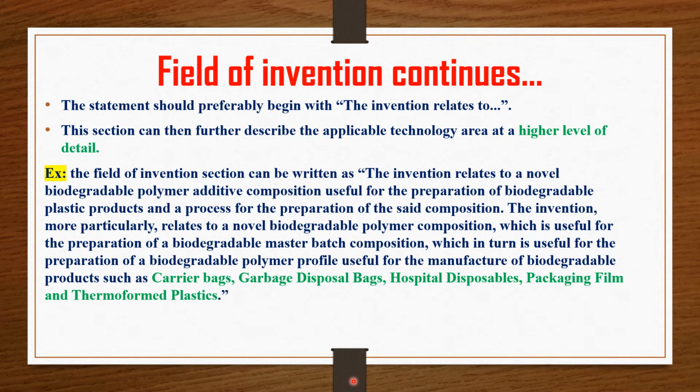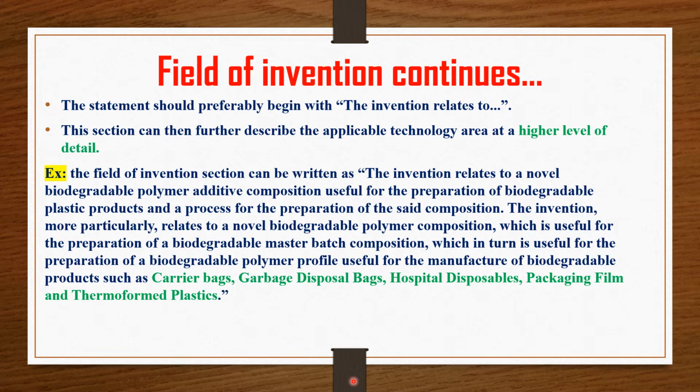Okay, we can say field of invention continues. The point is the statement should preferably begin with "The invention relates to...". Fine. This section means this field of invention. So this section can then further describe the applicable technology area at a higher level of detail. That means it describes very minutely.